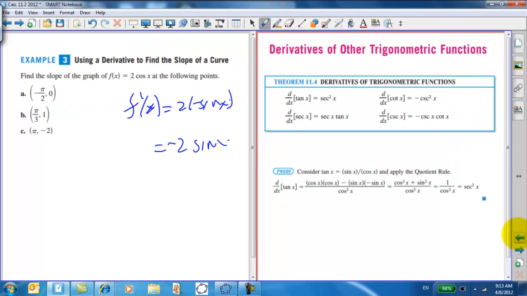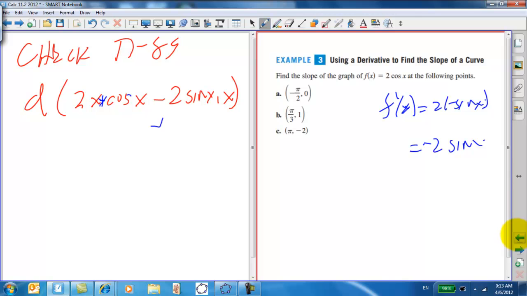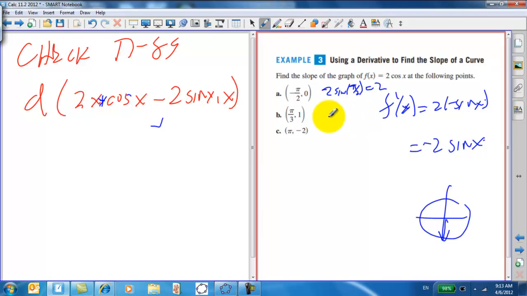And we end up with, let's see what happens at these different points here. We just have to put them in the negative 2 sine x. So for part A here, it'll be negative 2 times the sine of negative pi over 2. And on the unit circle, negative pi over 2 is down here. The sine is negative 1, so this ends up being 2.